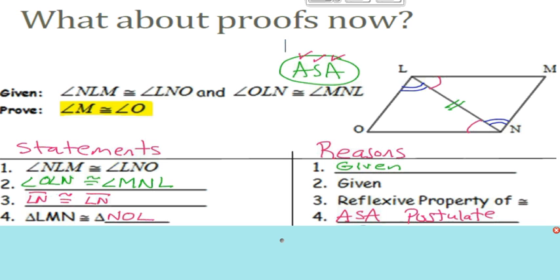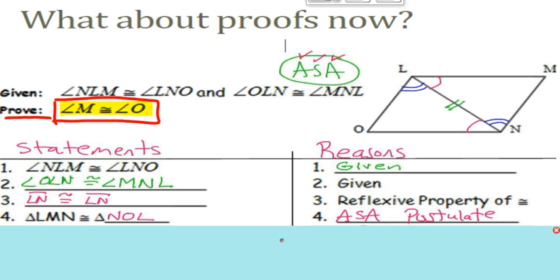All right, so I want to take a second and talk about how that's going to affect our proofs that we've been doing for the last few days. I want you to first notice that in my prove statement, it's not asking me to prove the triangles are congruent anymore. It's asking me to prove specific angles are congruent. Well, I can't prove the angles are congruent unless I first prove the triangles are congruent.